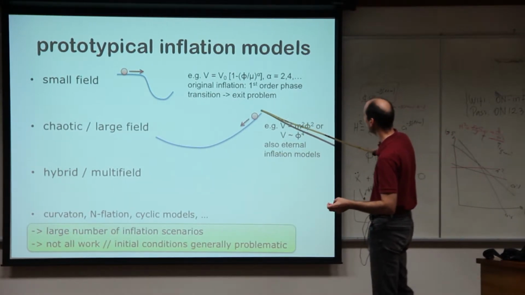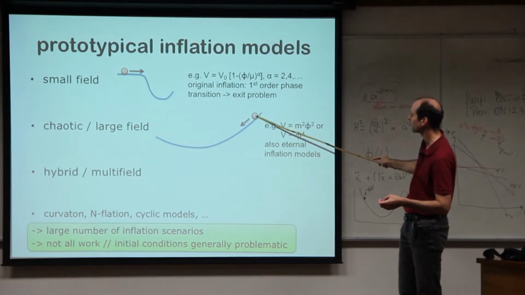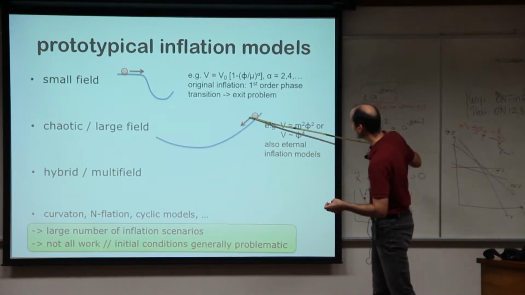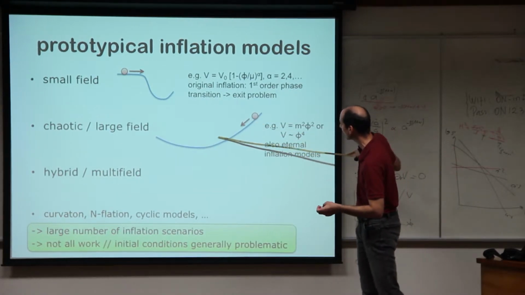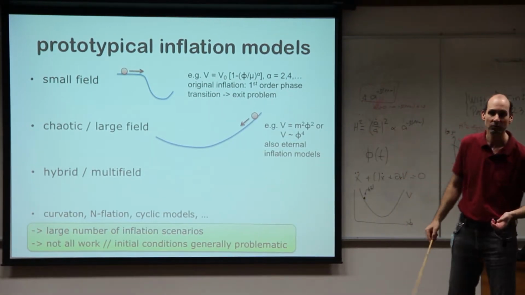And then there are so-called large field models, chaotic models, typically of the type phi squared or phi to the 4, where the particle moves down, and while it is high up, the friction slows it down, and in this part it moves slowly, and as it rolls down, it accelerates and eventually stops the expansion of the universe.